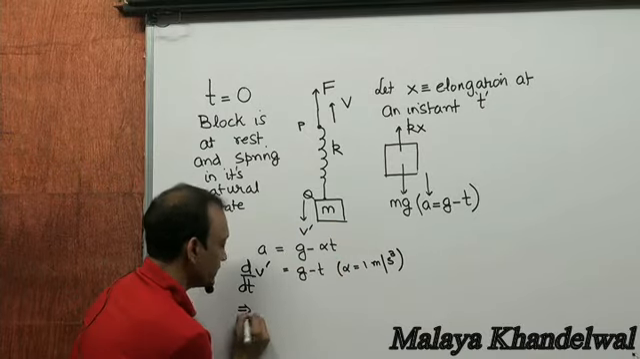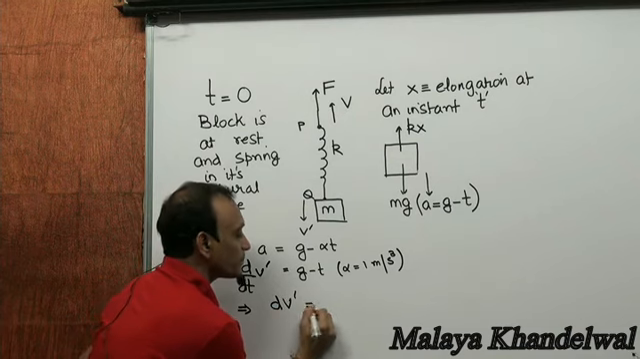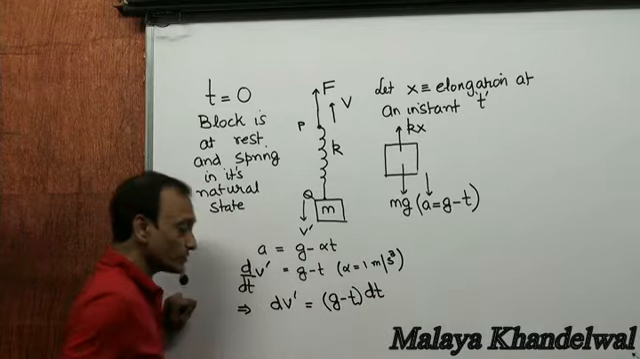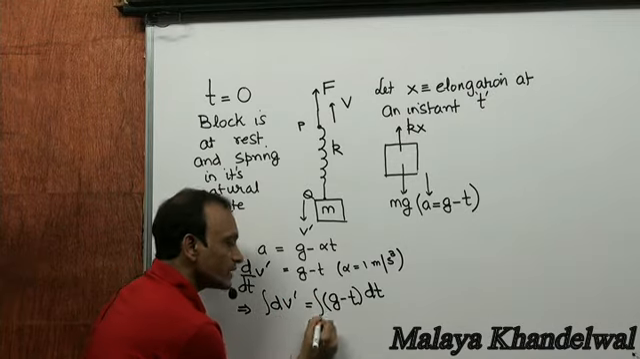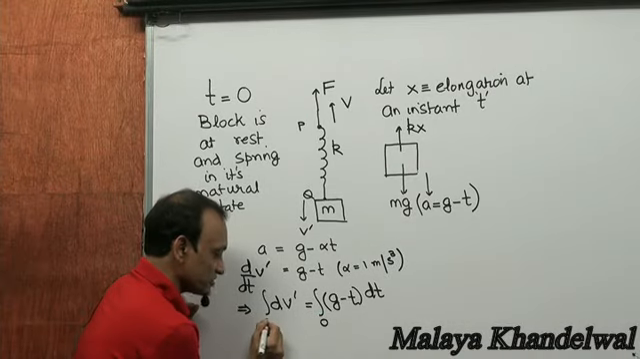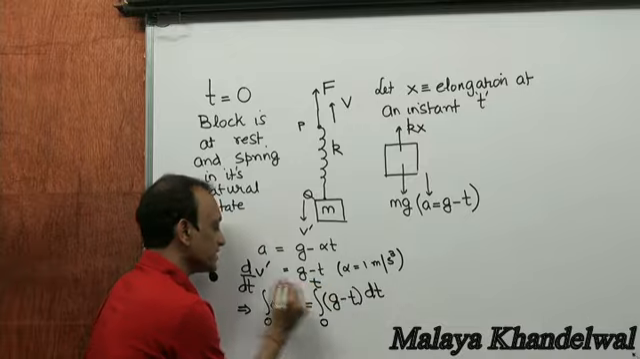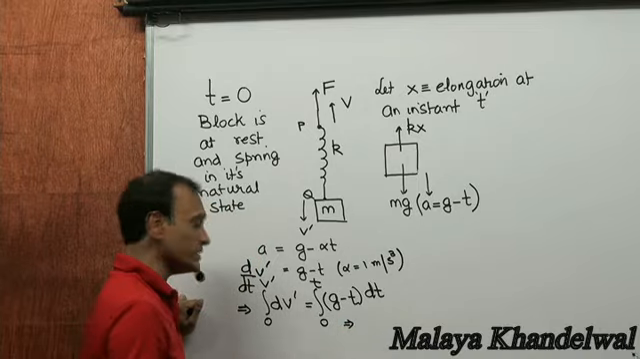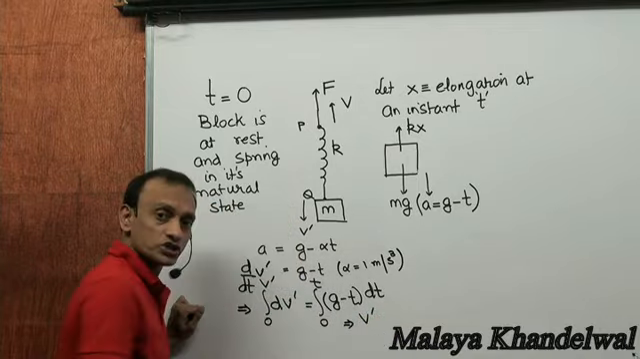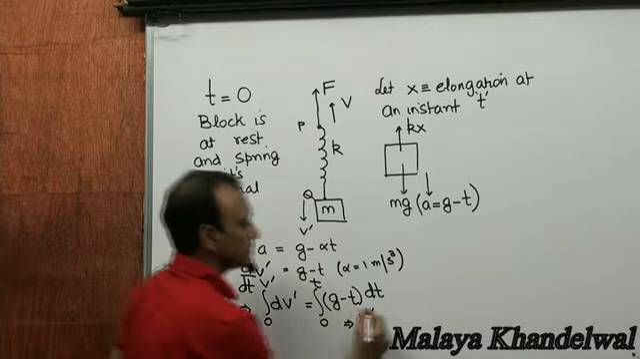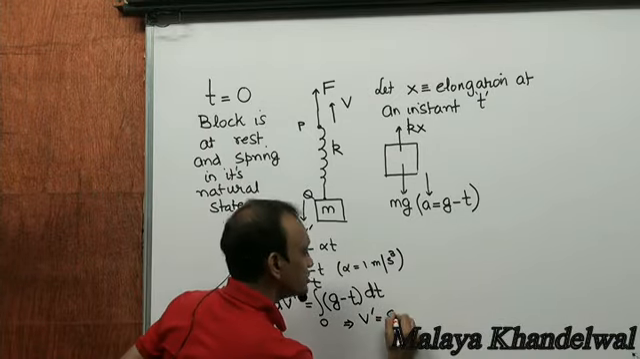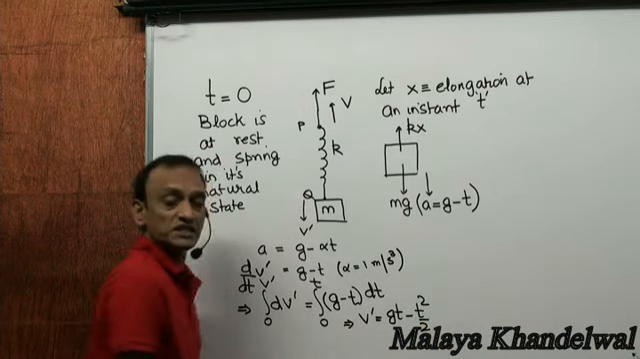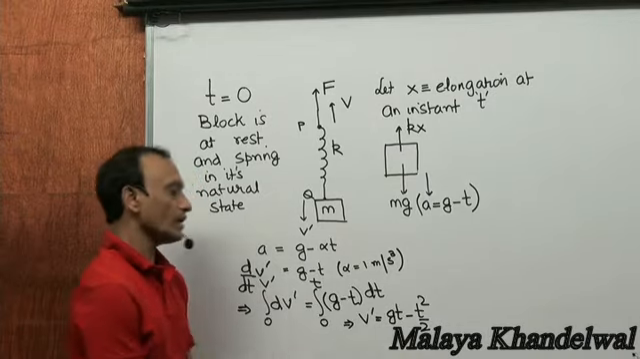So, very clearly, dv prime is (g minus t) dt. Now, when you integrate, at t equal to 0, v prime was 0. At t equal to t, let's say v prime became some v prime. This clearly means that v prime, the velocity of the mass m at t equal to t, is gt minus t square by 2. How about it?